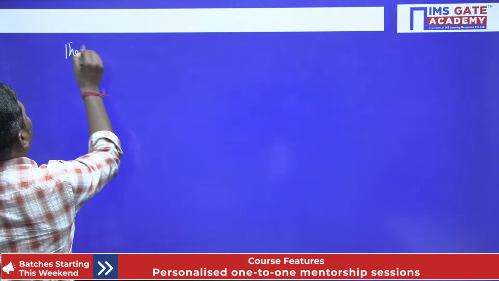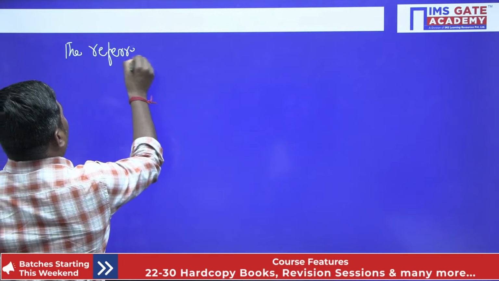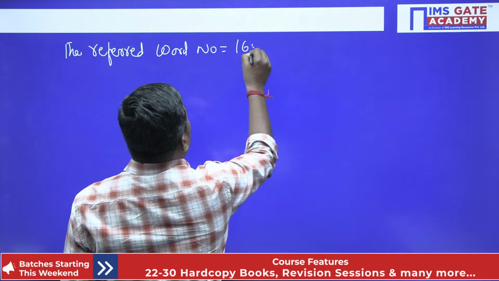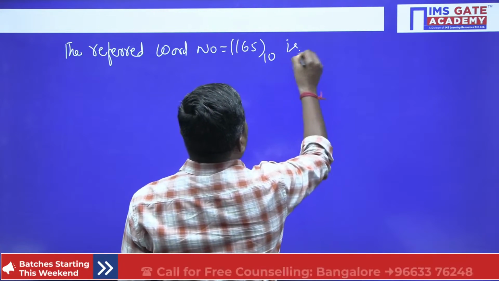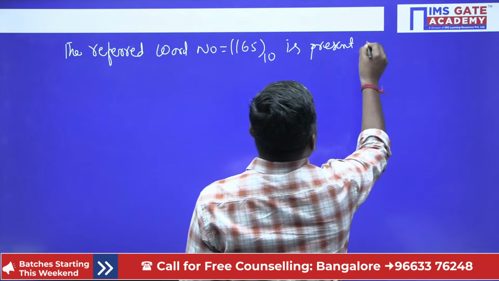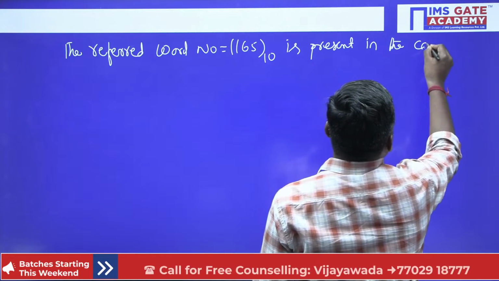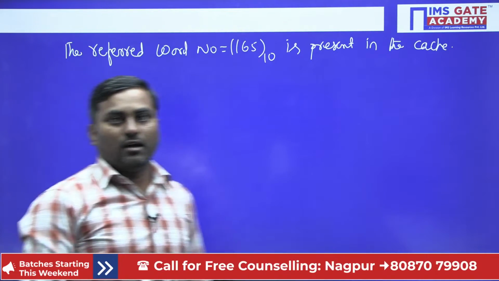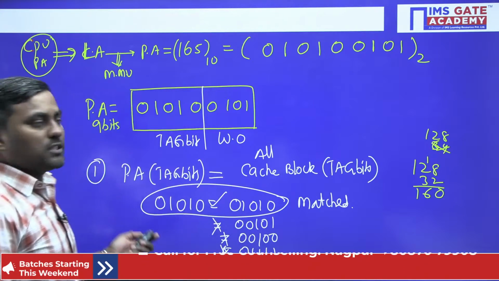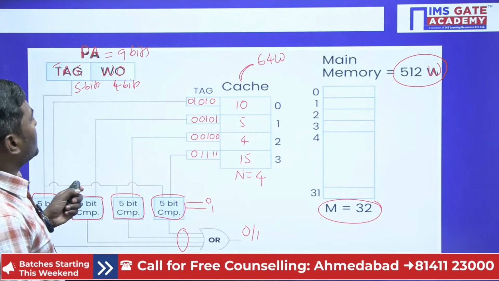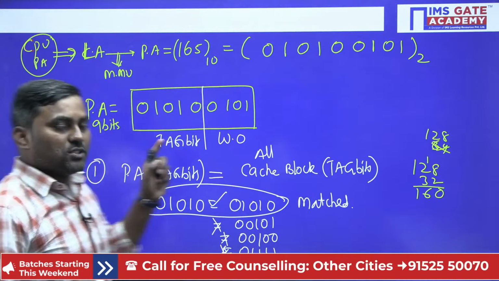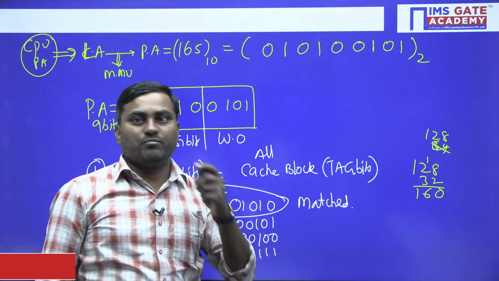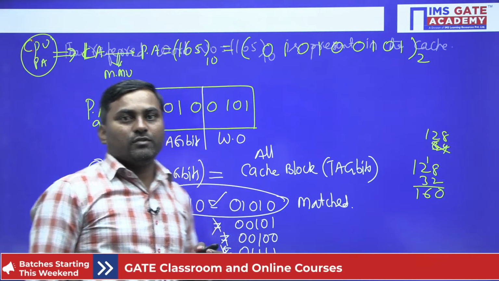The word number referred to by the processor, whatever number 165 decimal, is present in the cache memory. So this way we can tell. I hope you understand how to search. How to search is the important part. Simply, I said you take the address, divide it into tag and offset, and compare the tag bits with every cache block's tag bits. If it is matched, fine. Otherwise, we can say it's not there.